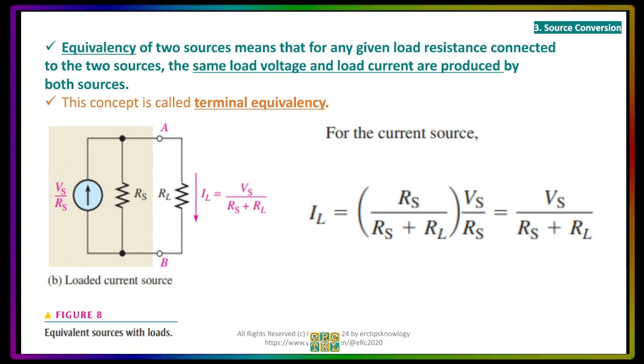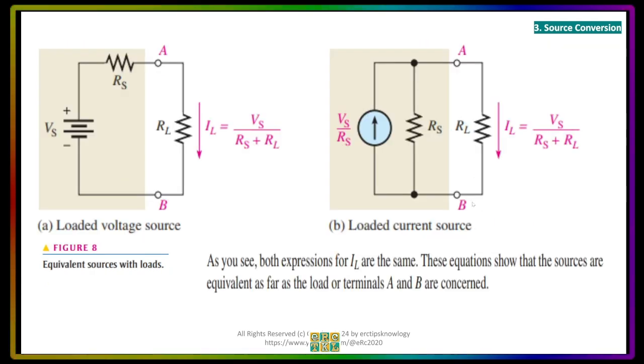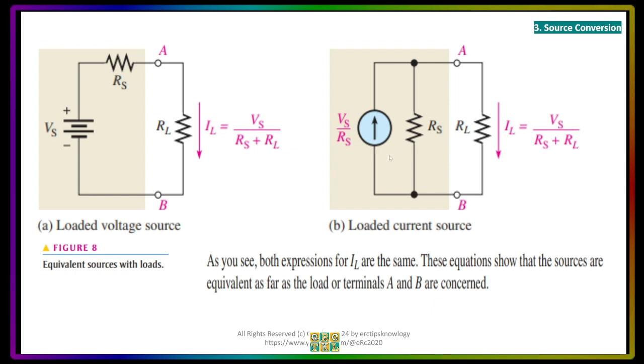We can say that if the two sources have the same values of IL, then there's a terminal equivalency. So as you can see here, the IL of the practical voltage source is equal to the IL of the practical current source. That's why there is a terminal equivalency between them.